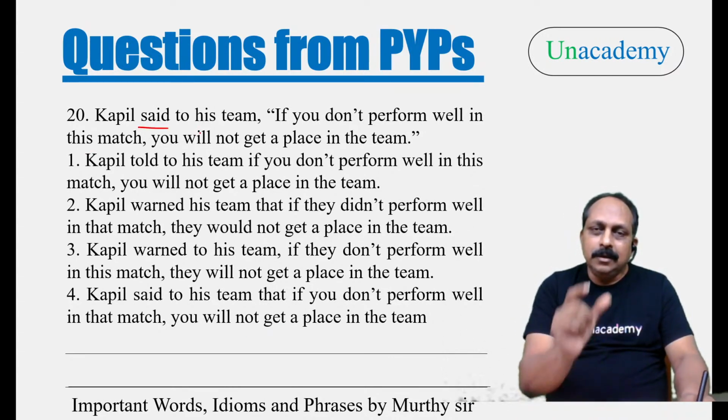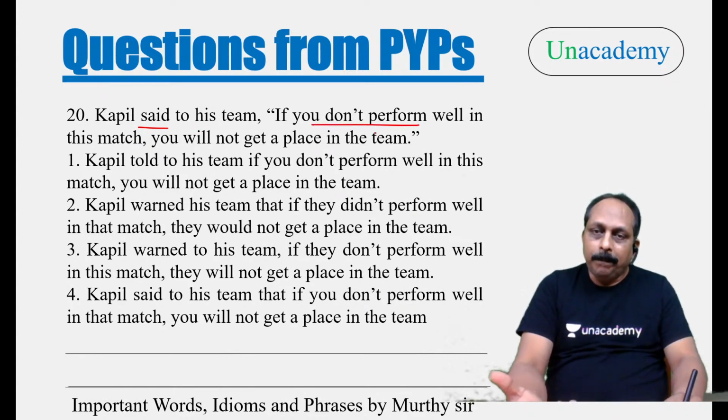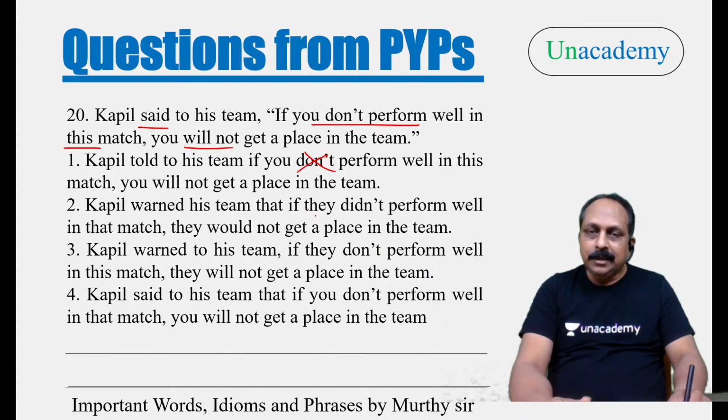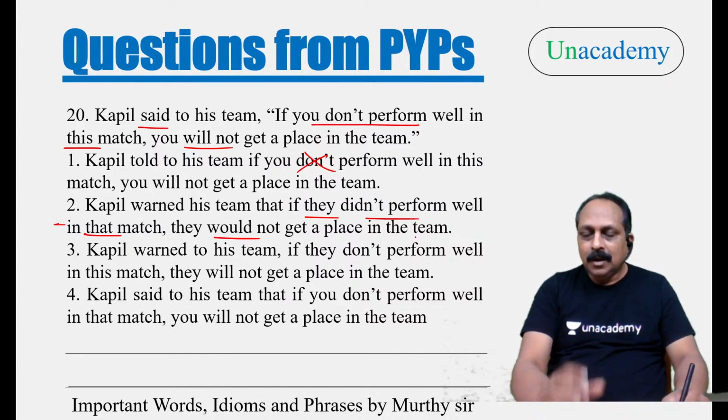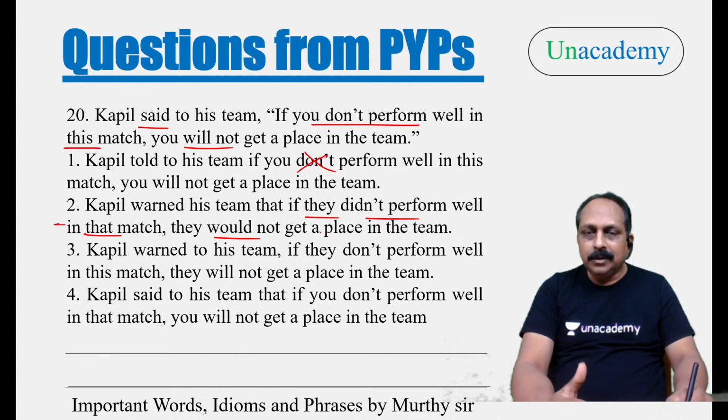Kapil said, this is a little complicated, to his team, if you don't perform well in this match, you will not get a place in the team. This changes to that. Will changes to would. Based on that, you don't perform, not correct. And you changes to they. They did not perform well in that match. They would not get a place in the team. If you're really good at English grammar, you don't have to go beyond. You can stop here. Answer is the second option.